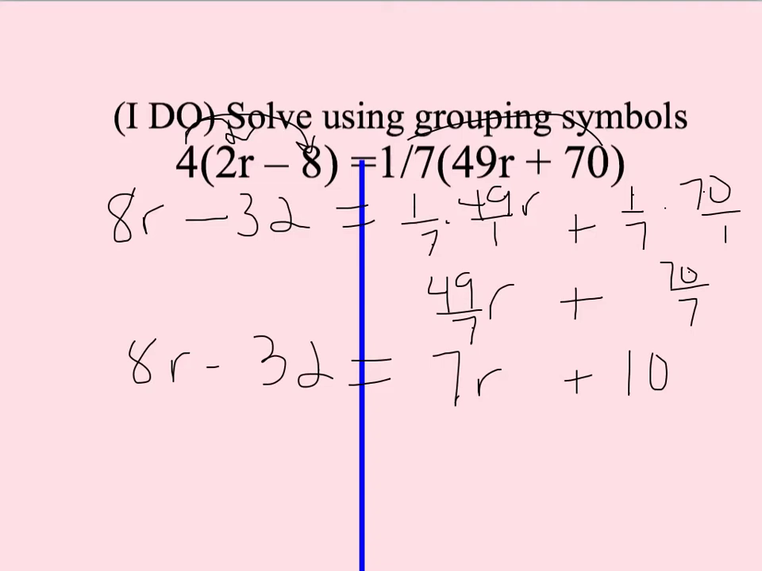Now that I've distributed, I can bring all of my variables to one side. So I'm going to subtract 7r to bring all the variables to the left. 7r minus 7r becomes 0, and I'm left with 10 here. And 8r minus 7r is 1r. And I'm going to bring down the 32. I'm just going to move this up a bit.